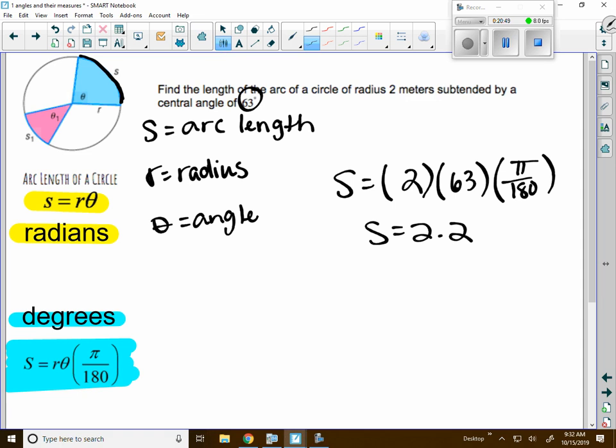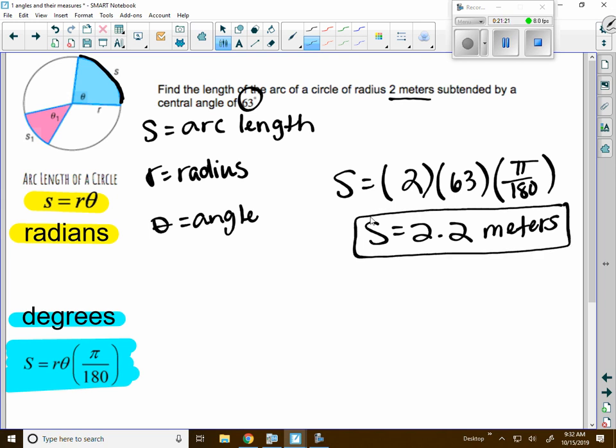Now I am going to be a stickler on measurements. Your measurements need to be reflective of what your question was. So if I'm talking about the length of the crust of a pizza, am I going to measure that in degrees? Probably not, right? It's more like inches or centimeters or meters or whatever I'm given. So here, since the radius was in meters, your arc length is also in meters. So the arc length of that is 2.2.